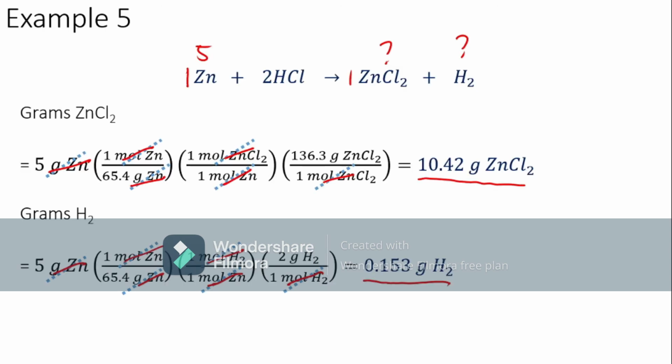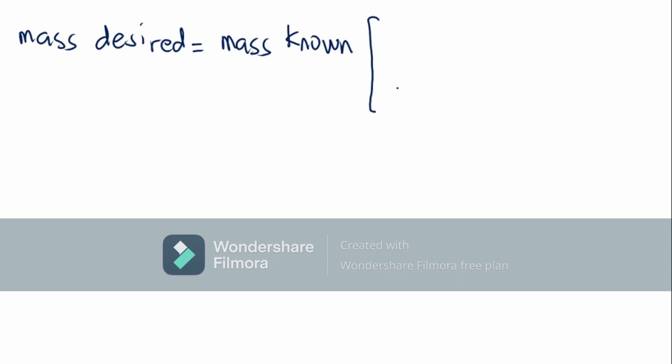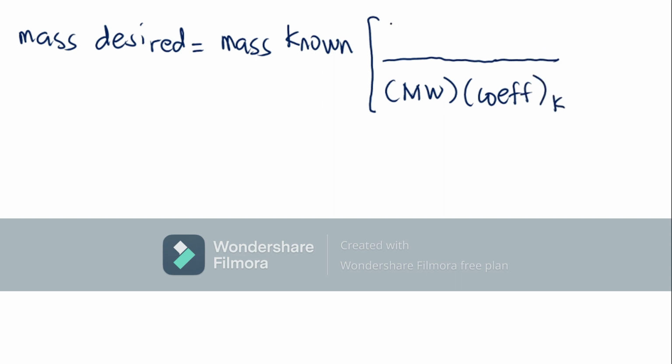Okay, so can we use again this formula? Actually, yes, of course, we can. So mass of the desired equals mass of the known substance times molecular weight, then times the coefficient of the known substance in the chemical reaction. So this is known. Then on top is the desired: the molecular weight of the desired substance, then the coefficient of the desired, of B.